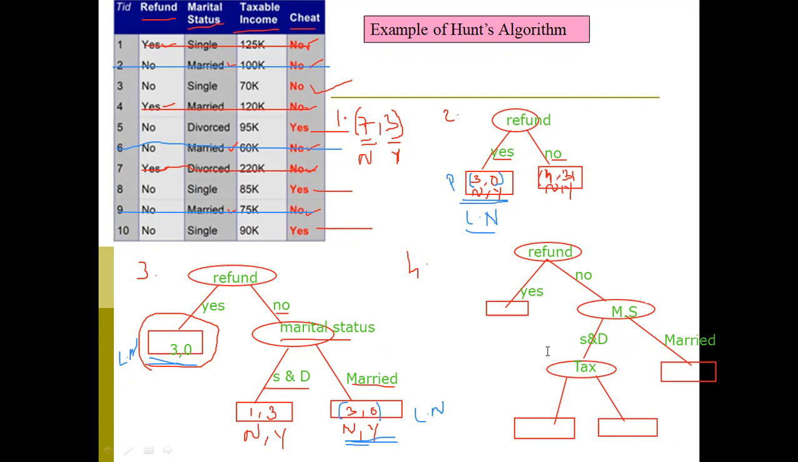Now this. Okay, this is 3 comma 0. This is one of the pure nodes or leaf nodes, and this is also 3 comma 0. This is another pure node or leaf node. Okay, these two are the leaf nodes or pure nodes.